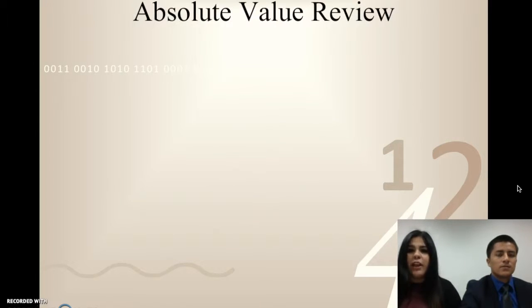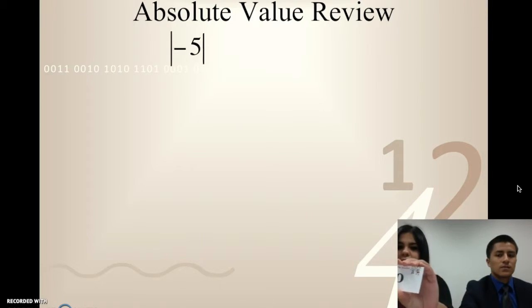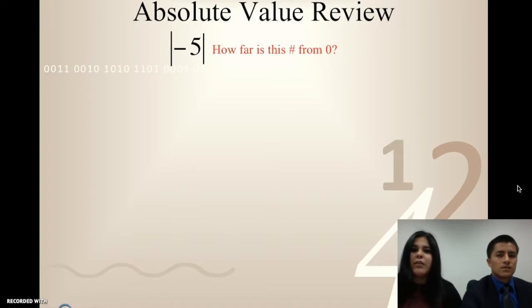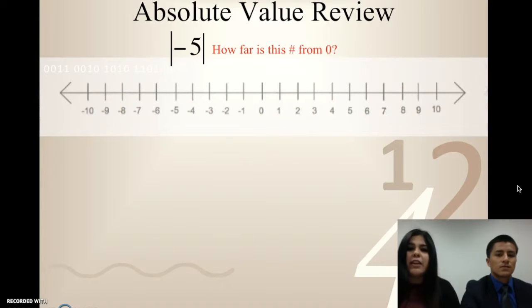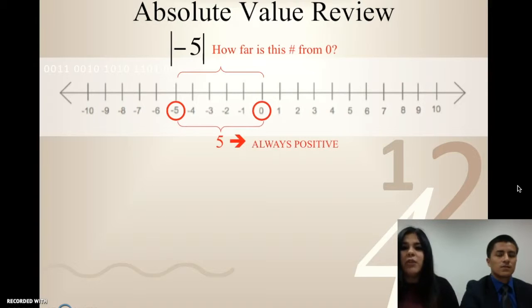So now we're going over a review of absolute values. Number 10, can you tell me what this is? We remember that absolute value is a distance, the distance from 0. So how far is this number from 0? On a number line, we can put -5, and we'll count how many units to 0. This is a distance, so a distance is always positive. A distance cannot be negative, so the absolute value will always be positive.